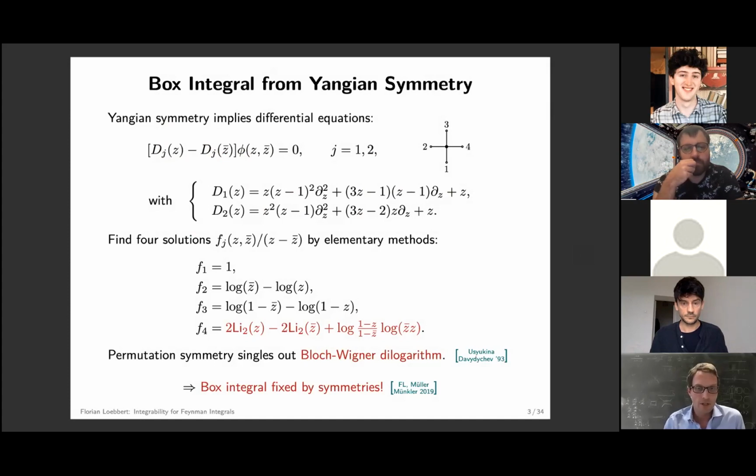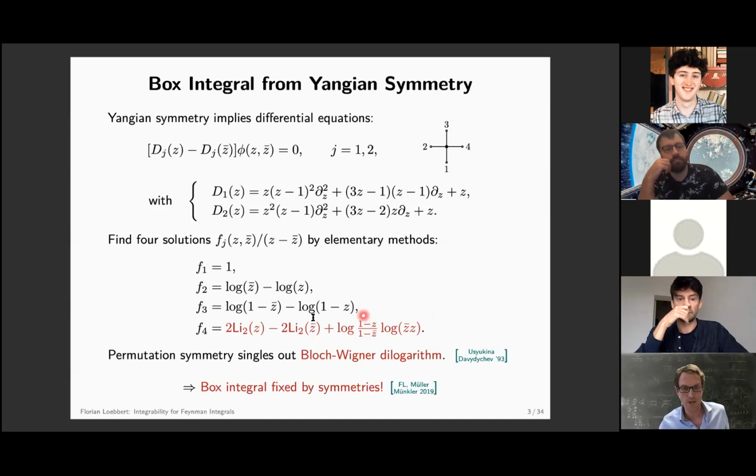These differential equations can be solved by elementary methods, and what we find are these four functions divided by z minus z bar, which all solve these differential equations. In addition, I can impose that this integral, as reflected by this graph, is invariant under permutations of the external legs. If I permute 1 and 2, the graph will be the same. The only function that's compatible with this permutation symmetry is this Bloch-Wigner function. So using symmetries, we've completely fixed this integral.